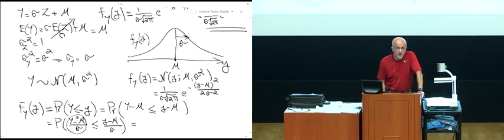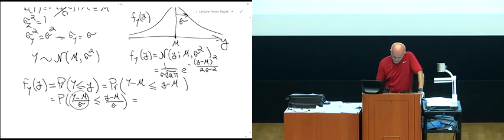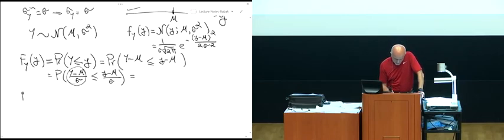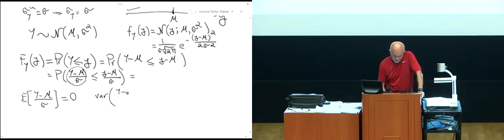This function of y has what kind of a mean? 0 mean. If I take the expected value of this quantity, so expected value of (y minus mu) over sigma is, the sigma comes out, and I have expected value of y minus its expected value. So this is clearly 0. What's the variance of this quantity? It's what? Sigma squared?